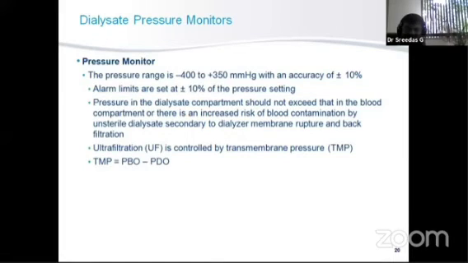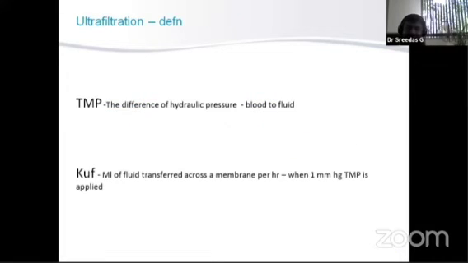Basically, let me just define it as the TMP is equal to the pressure of the blood outlet minus the pressure of the dialysate outlet in the dialyzer. So two things, TMP, we are concentrating on the ultrafiltration. TMP is the difference of the hydraulic pressure in the blood and the fluid hydraulic pressure inside the dialyzer. And what is the KUF?